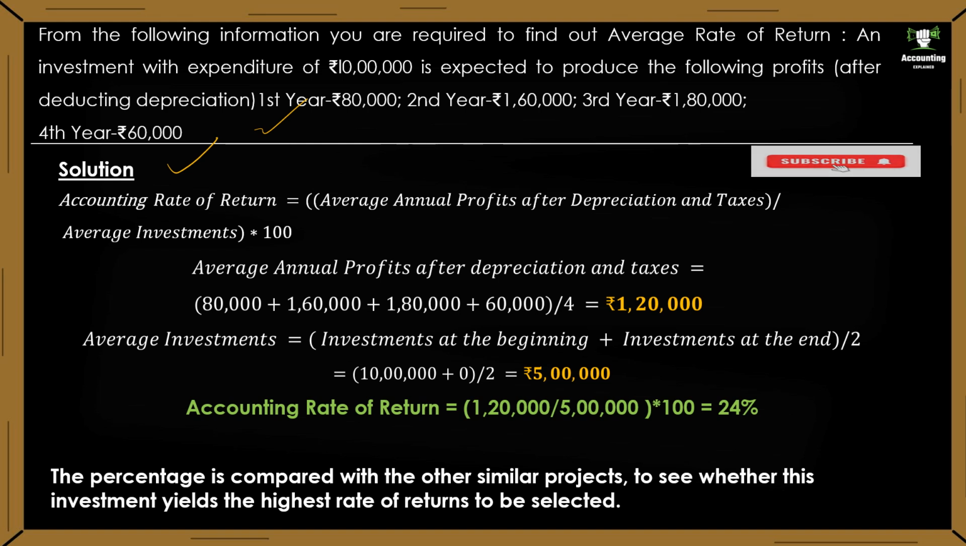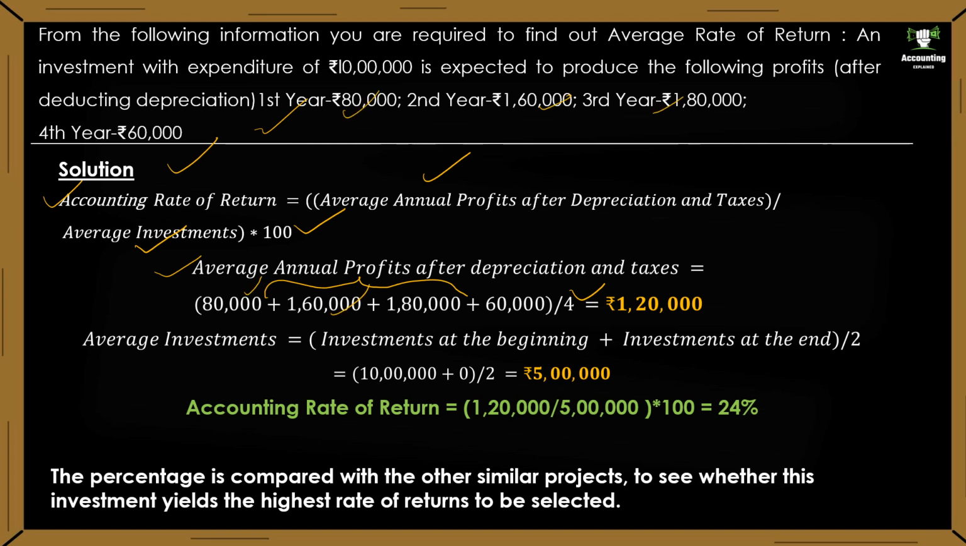So the formula for ARR is average annual profits after depreciation and taxes divided by average investment into 100. Average annual profits after depreciation and taxes is total income for the life of the project divided by the life of the project. So first year it is 80,000, second year 1,60,000, third year 1,80,000, fourth year it is 60,000, divided by 4, which comes to 1,20,000.